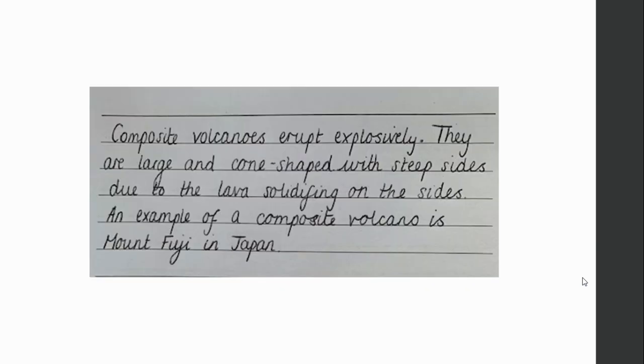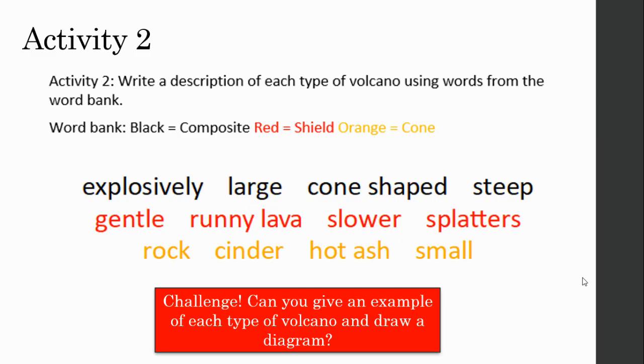So here's my example to do with composite volcanoes. Composite volcanoes erupt explosively. They are large and cone-shaped with steep sides due to the lava solidifying on the sides. An example of a composite volcano is Mount Fuji in Japan. So that is an example of what you can write about composite volcanoes. So go back to this now, pause me and have a go.